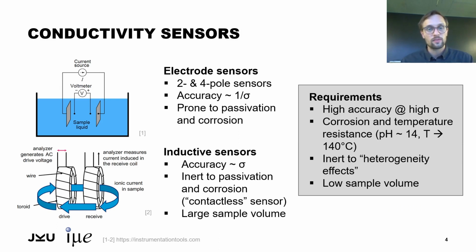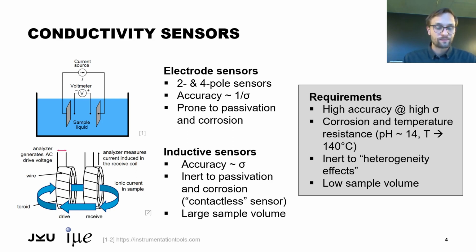Now, there are two types of conductivity sensors. There are electrode sensors and inductive sensors. Due to time reasons, I will not be able to explain the sensor principles, just want to point out a few aspects of these sensors. Electrode sensors, there are 2- and 4-pole sensors. The accuracy of these sensors scales roughly inversely proportional to the conductivity. And these sensors are prone to passivation and corrosion because whenever you have, for instance, a highly alkaline or a highly acidic solution, then it can happen that your electrodes corrode or passivate, altering the conductivity measurement.